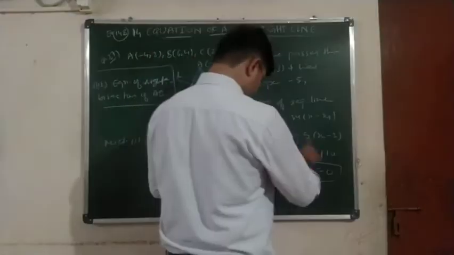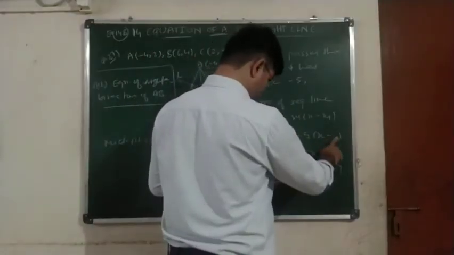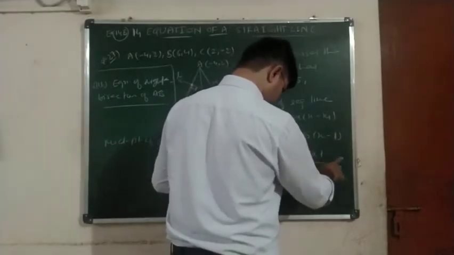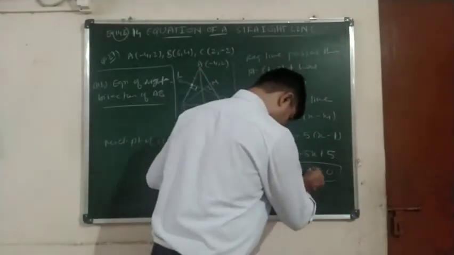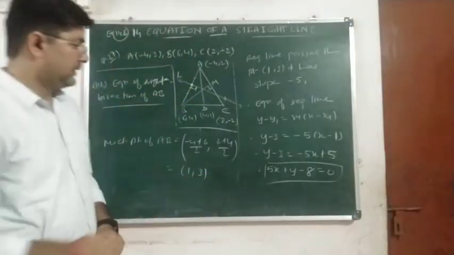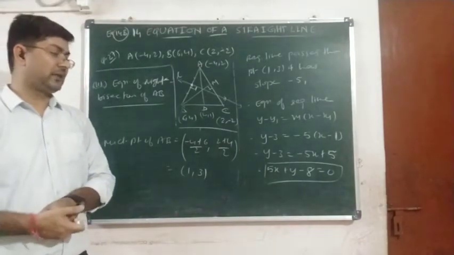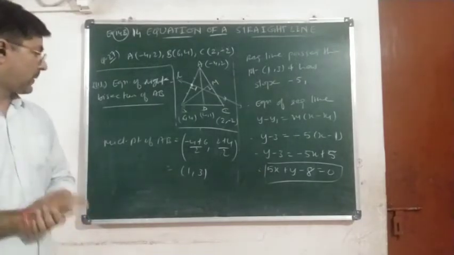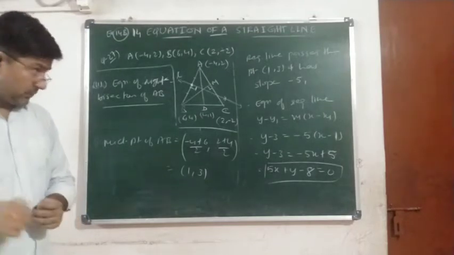So now accordingly we will put the value 1 over here. Okay, so minus 5 and minus minus plus 5. So obviously here we will get minus 8. Okay, so this is the correct answer: 5x plus y is equal to 8, or 5x plus y minus 8 equals 0. Okay, so we got 3 answers. Now one more answer is left.